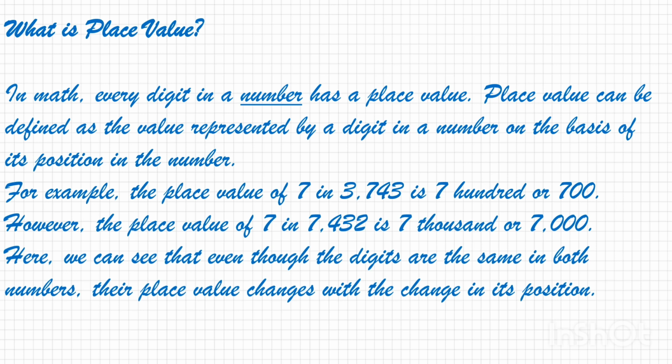So what is place value? In math, every digit in a number has a place value. Place value can be defined as the value represented by a digit in a number on the basis of its position in the number. For example, the place value of 7 in 3743 is 700. However, the place value of 7 in 7432 is 7000. Here we can see that even though the digits are the same in both numbers, their place value changes with the change in its position.